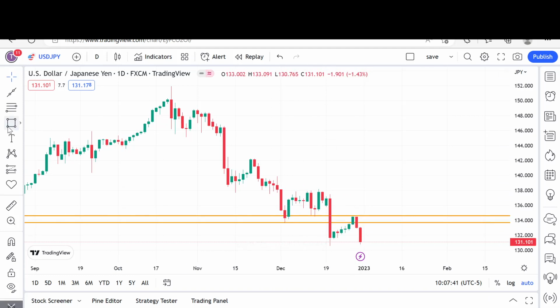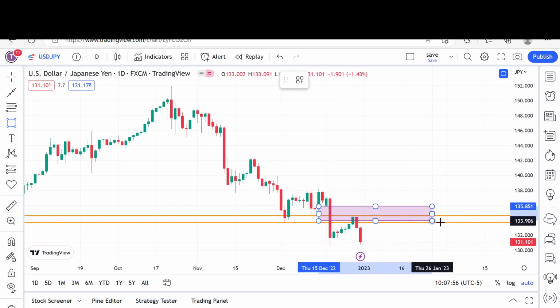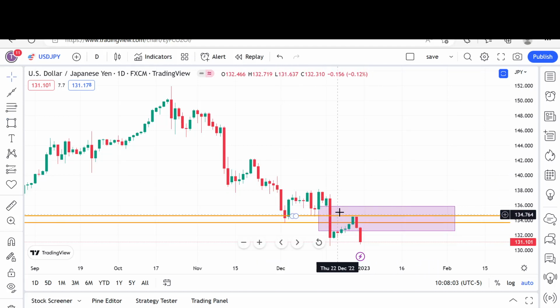Now, how do we differentiate between a clean break and a shallow break? The easiest, most effective way to do it is by the use of the fair value gap, okay? This is the best way to do it that I've found. Whenever you have a previous level of support broken inside of a fair value gap, in this case, we got a bearish fair value gap.